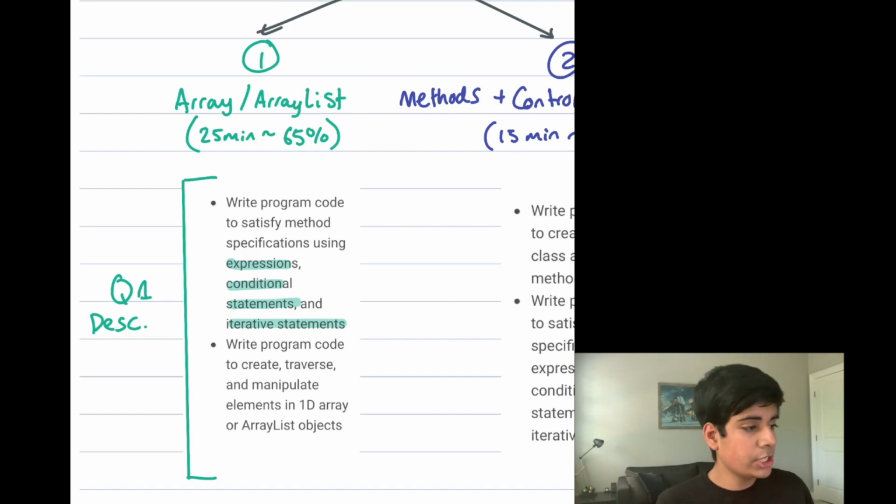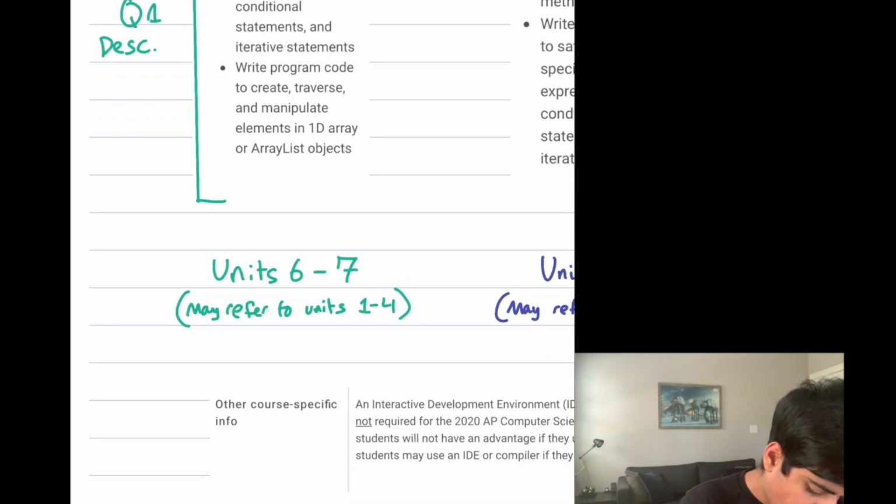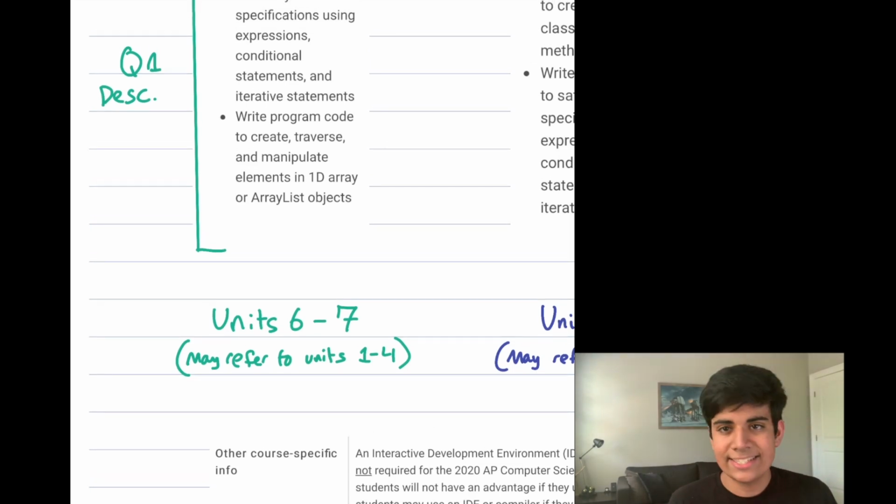It's a 50-50 chance of whether it's going to be an array or an array list question, and you definitely want to be able to answer both types of questions. You want to be prepared for either one you're going to get. And so the actual units for this question are going to be Unit 6 to 7. Unit 6 is arrays, Unit 7 is array list.